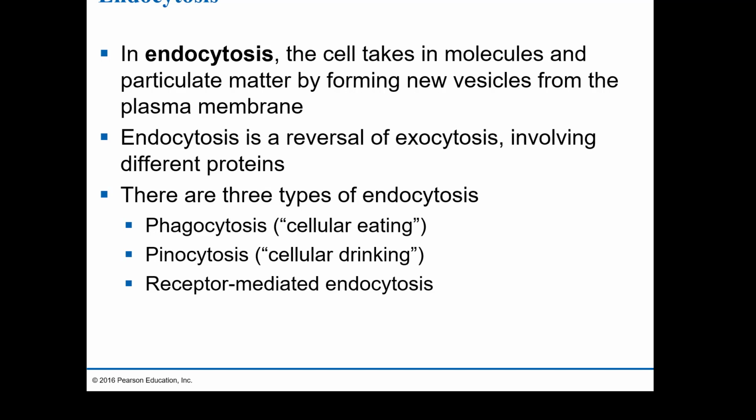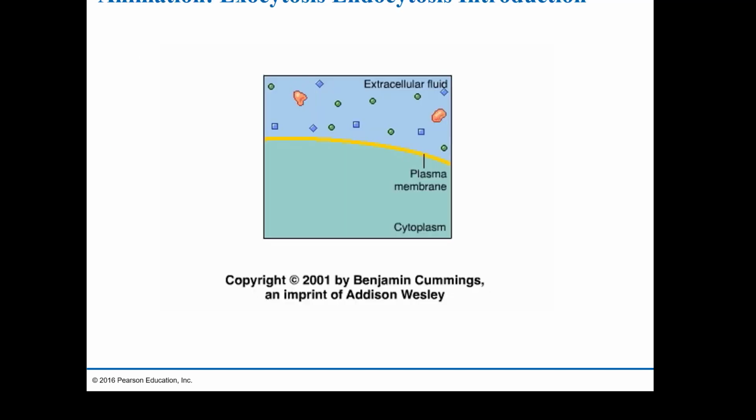And there's three types of endocytosis, taking it in. There's phagocytosis, which is cellular eating. Pinocytosis, cellular drinking. And receptor-mediated endocytosis. So let's watch some videos on these.